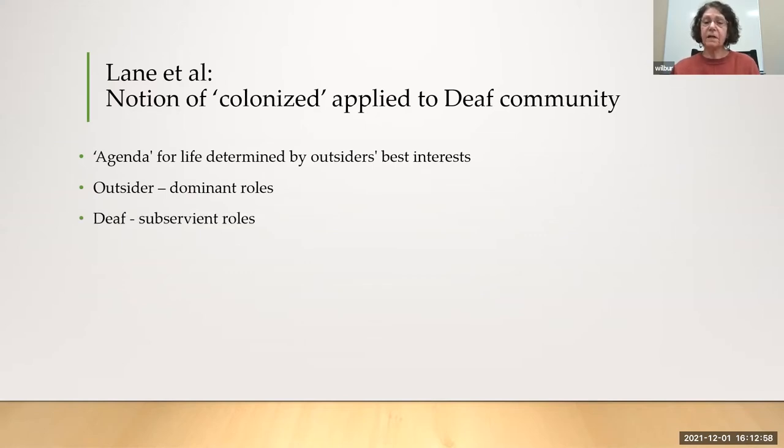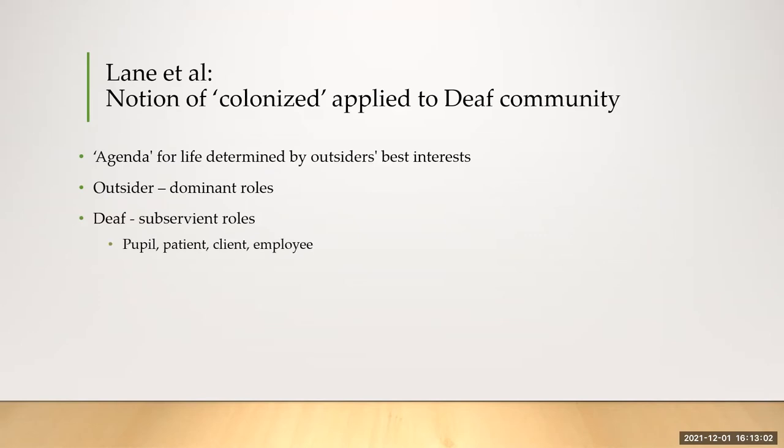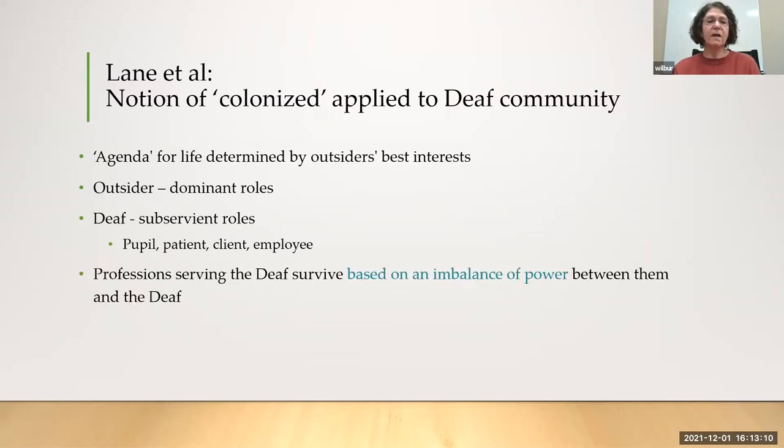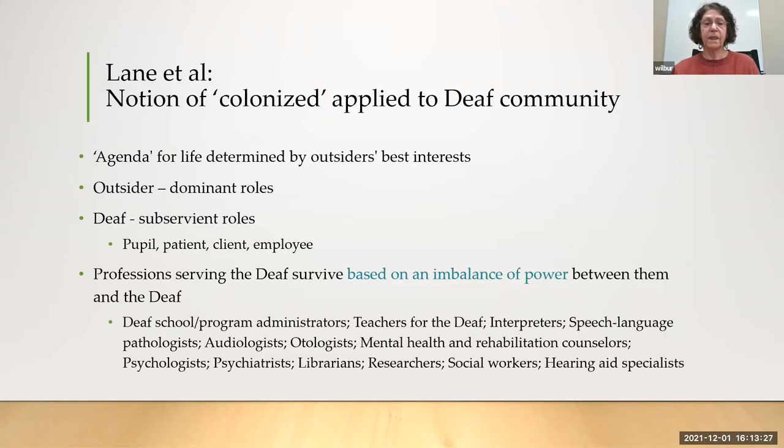The deaf have subservient roles: pupil, patient, client, employee, for example. And they note that professions serving the deaf survive based on an imbalance of power between them and the deaf. And this is their list of such professions.